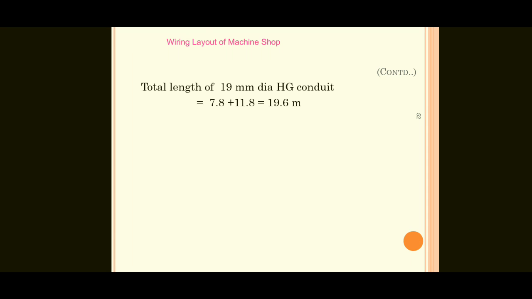Wiring layout of machine shop. Total length of 19 mm diameter HG conduit: 7.8 plus 11.8, 19.6 meters. 10% wastage means 1.96 meters. Total length required 21.56 meters, means assume 22 meter.